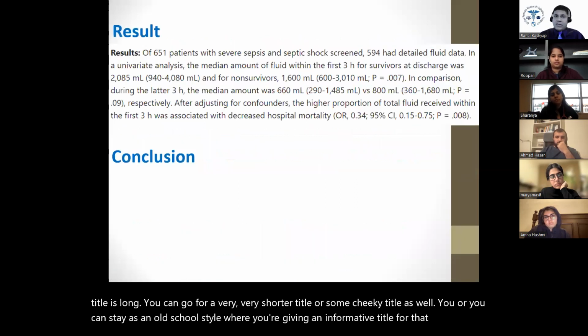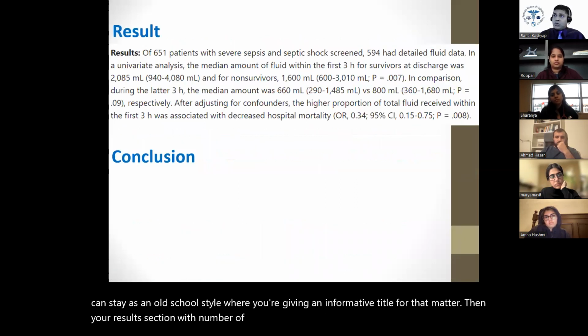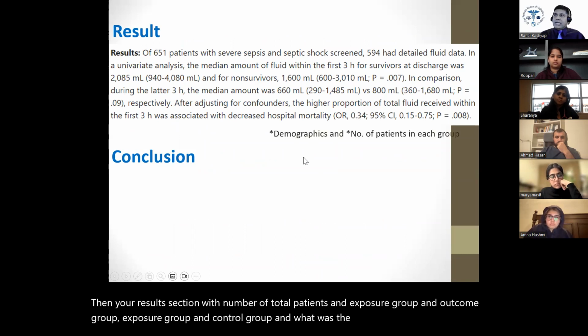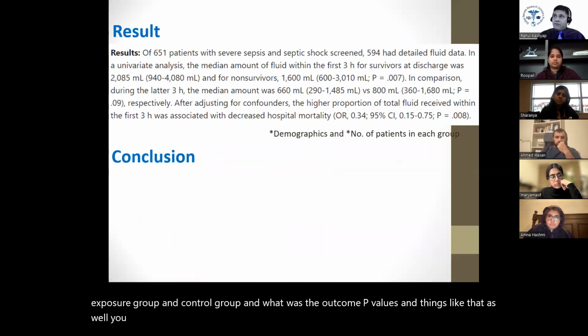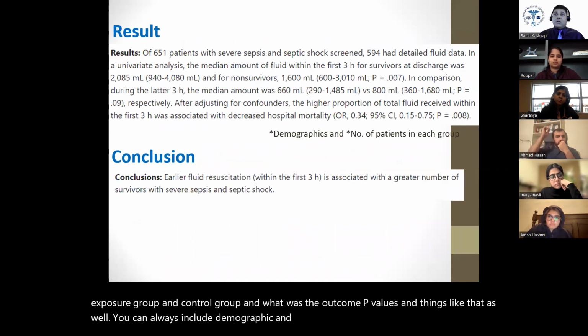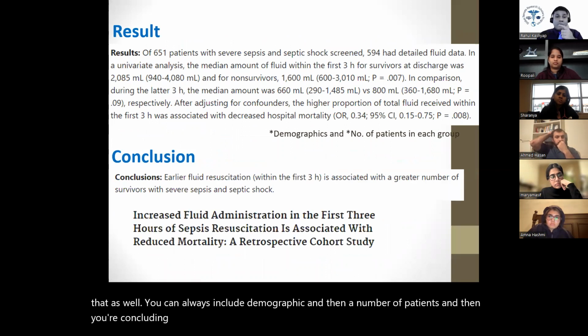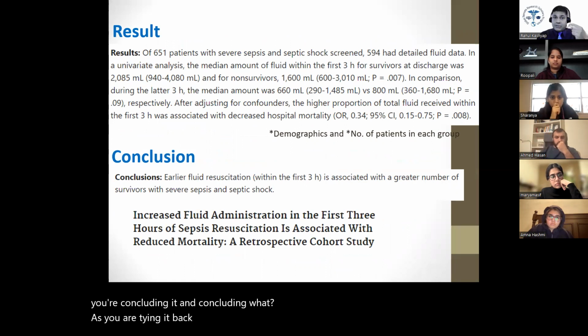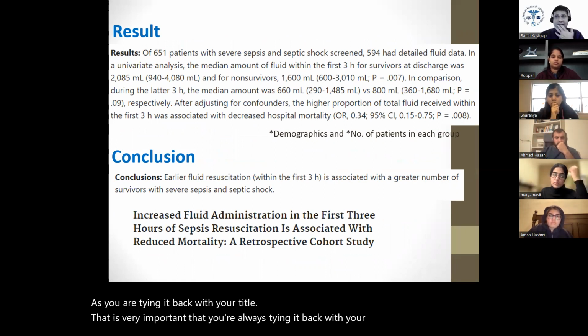Then your results section with the total number of patients, the exposure group and control group, and what the outcome was, p values, and things like that as well. You can always include demographics and the number of patients, and then you're concluding, tying it back with your title. That is very important, that you're always tying it back with your title or main aim and things like that.